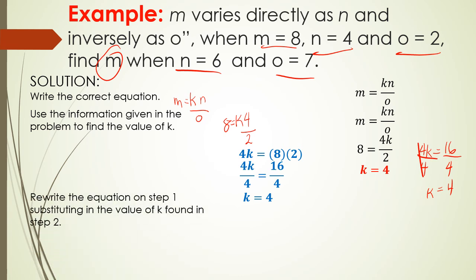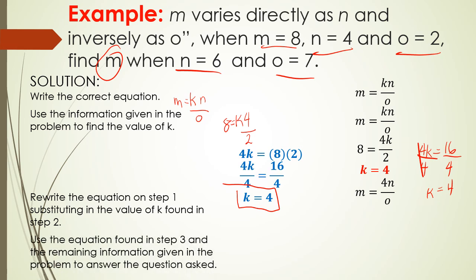So, next, write the equation in step 1, substituting the value of K found in step 2. So, since nahanap na natin yung K, which is 4, pwede na natin siyang i-substitute sa equation, which is M is equal to KN over O. M is equal to K, which is 4, N over 4. So, mas madali na natin mahanap. And then, use the equation found in step number 3 and the remaining information given in the problem. So, ano ba yung remaining information? Ano hinahanap natin, class? Yung M.